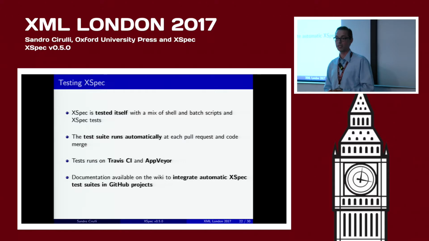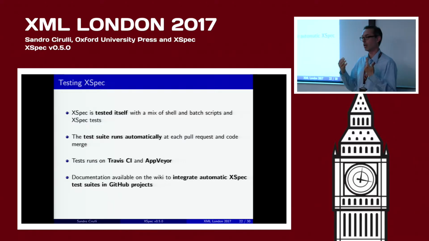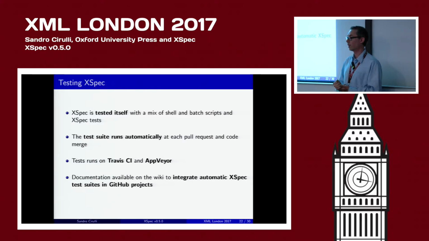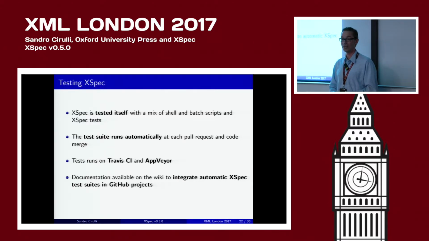So this was implemented in XSpec. Since the project is on GitHub, we are using two continuous integration servers that work very well with GitHub projects. One is Travis. People might have heard of Travis. It's mainly for testing on Unix-like systems. And Appveyor is the equivalent for Windows systems. In this way, we can test that the implementation using the batch script for Windows and the implementation using the shell script for Linux and Mac actually work.